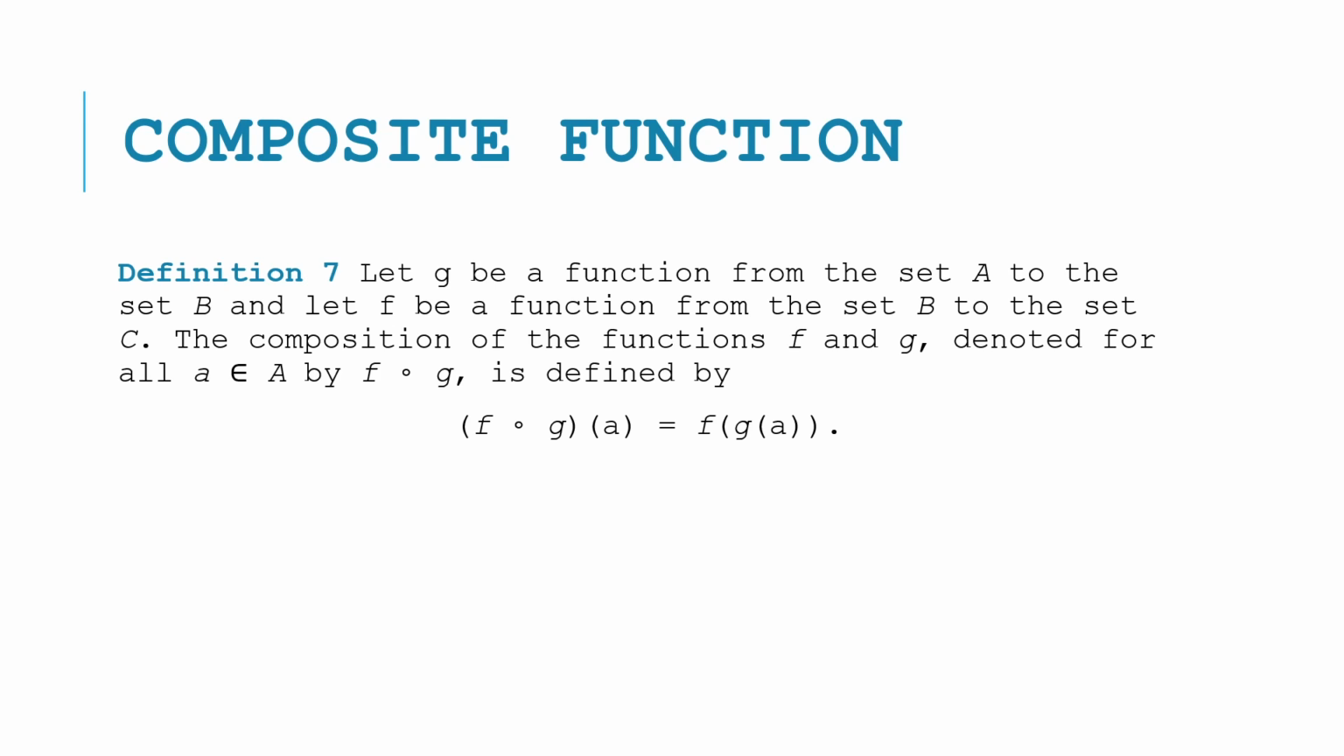Now, the last thing that we would discuss in the introduction to functions is the composite function. Okay, let g be a function from the set A to the set B, and let f be a function from the set B to the set C. The composition of the functions f and g, denoted by f composite g, is defined for all elements a in set A as f composite g of a is equal to f of g of a.